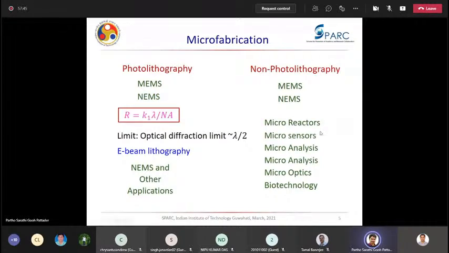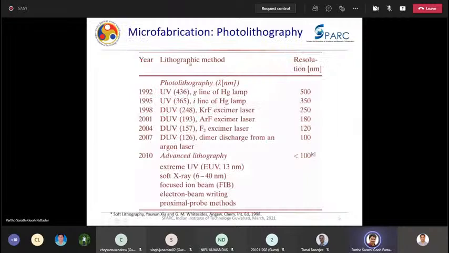Okay, so these are the lithographic methods and the corresponding resolution I have shown here. You see that here within brackets, UV light is used. This is the year 1992. Then as the years go by, people are using smaller and smaller wavelength light. So you can see that as the wavelength of the light is going down, the resolution is actually improving.